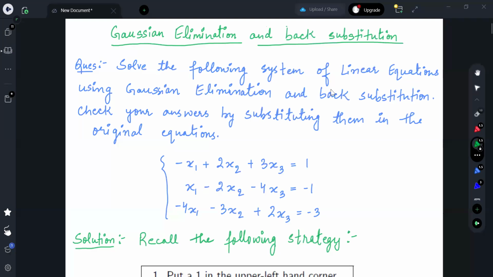Hello all. In this video, we'll talk about the method known as Gaussian elimination and back substitution. A typical question in your exam or a homework assignment will look like this. You will be given a system of linear equations and you'll be asked to apply Gaussian elimination and back substitution to find a solution. We can also verify our answers sometimes by substituting them back into the original equations. We'll look at this problem in today's video.